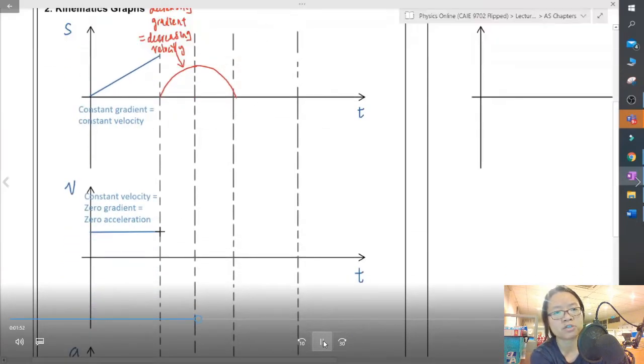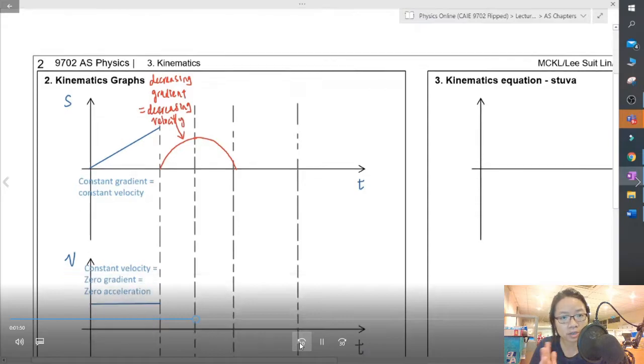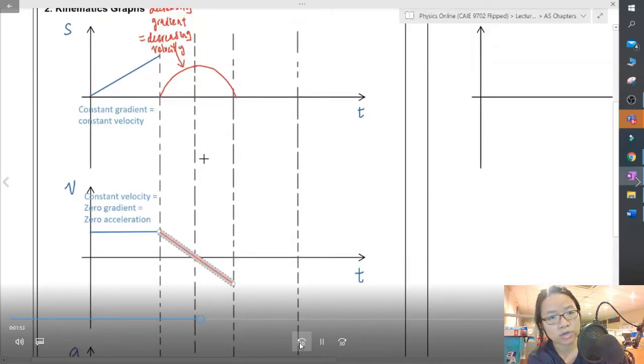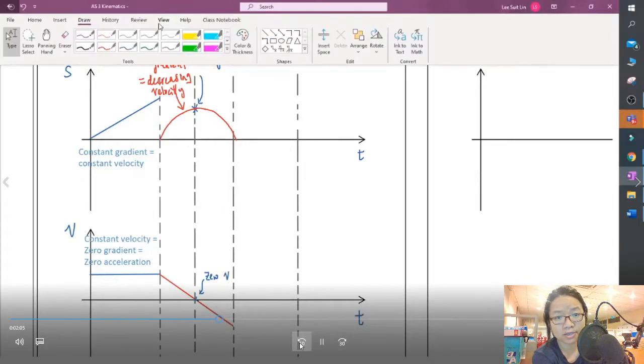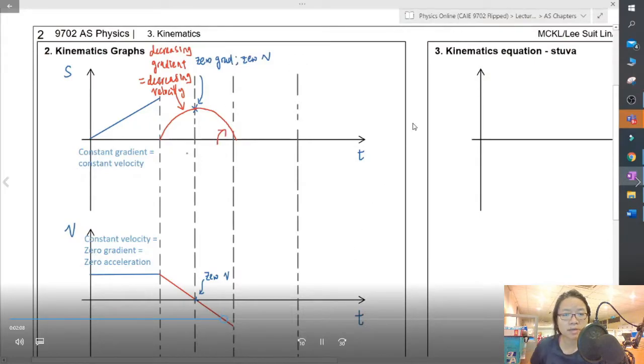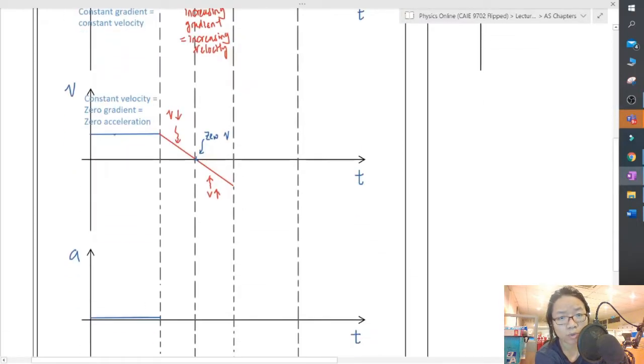But let's look at the first section of the parabola. There is a decreasing gradient. So if the gradient is decreasing, it means that the velocity is decreasing. And at the middle of the parabola, the turning point, the gradient is zero, so you will have zero velocity. At the same time, in the second half of the parabola, there's an increasing gradient, so you will have an increasing velocity. It doesn't look like it's increasing, but magnitude-wise, it is increasing. The number is getting more and more negative.